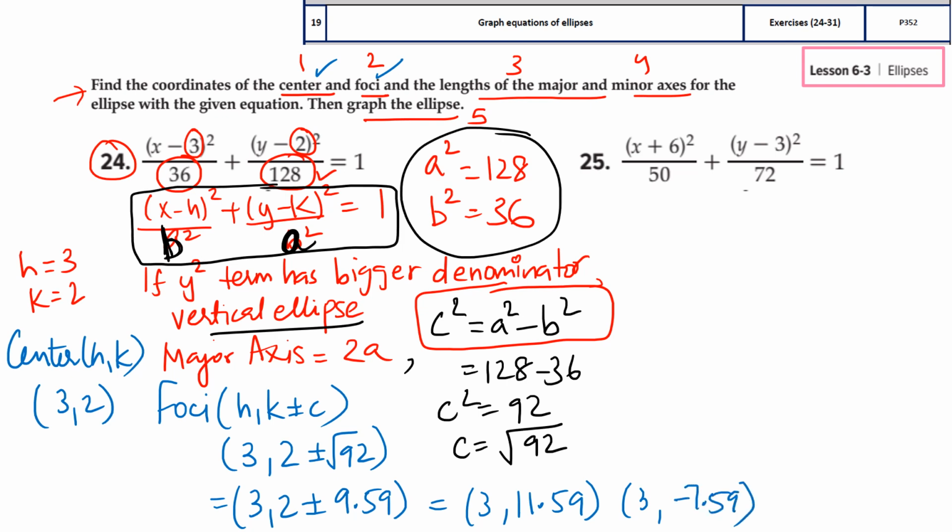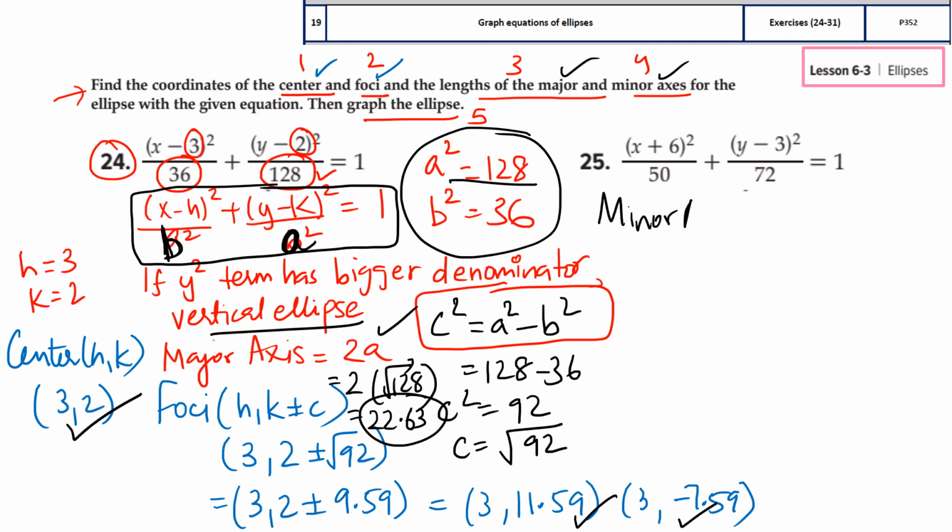Wonderful. So we get 1 mark for center, we get 1 mark for foci. Length of major axis, we already know it is 2a, so square root 128, a square is this, so we'll take the square root. Square root of 128 will be 11.3, multiply with 2, so this will give you approximately 22.63. Okay, so you get the major axis. Now comes minor axis.